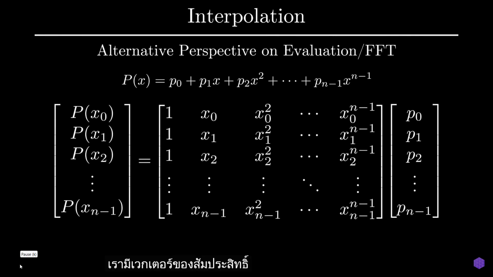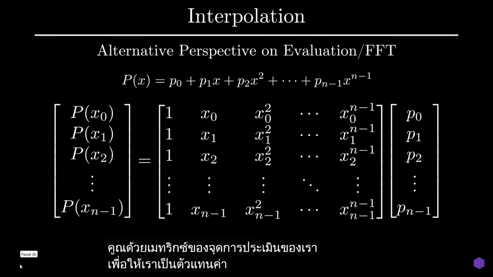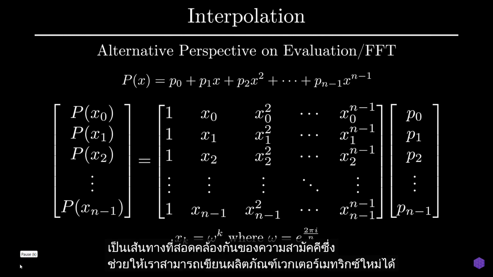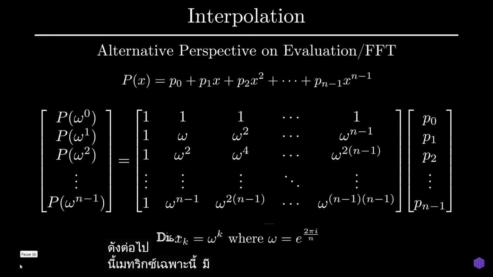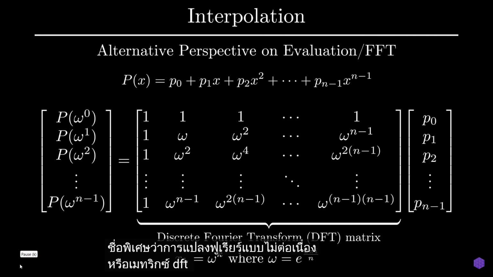We have a vector of coefficients multiplied by a matrix of our evaluation points to give us the value representation. Now in the FFT algorithm, the kth evaluation point was a corresponding root of unity, which allows us to rewrite the matrix vector product as follows. This particular matrix has a special name, the discrete Fourier transform or DFT matrix.